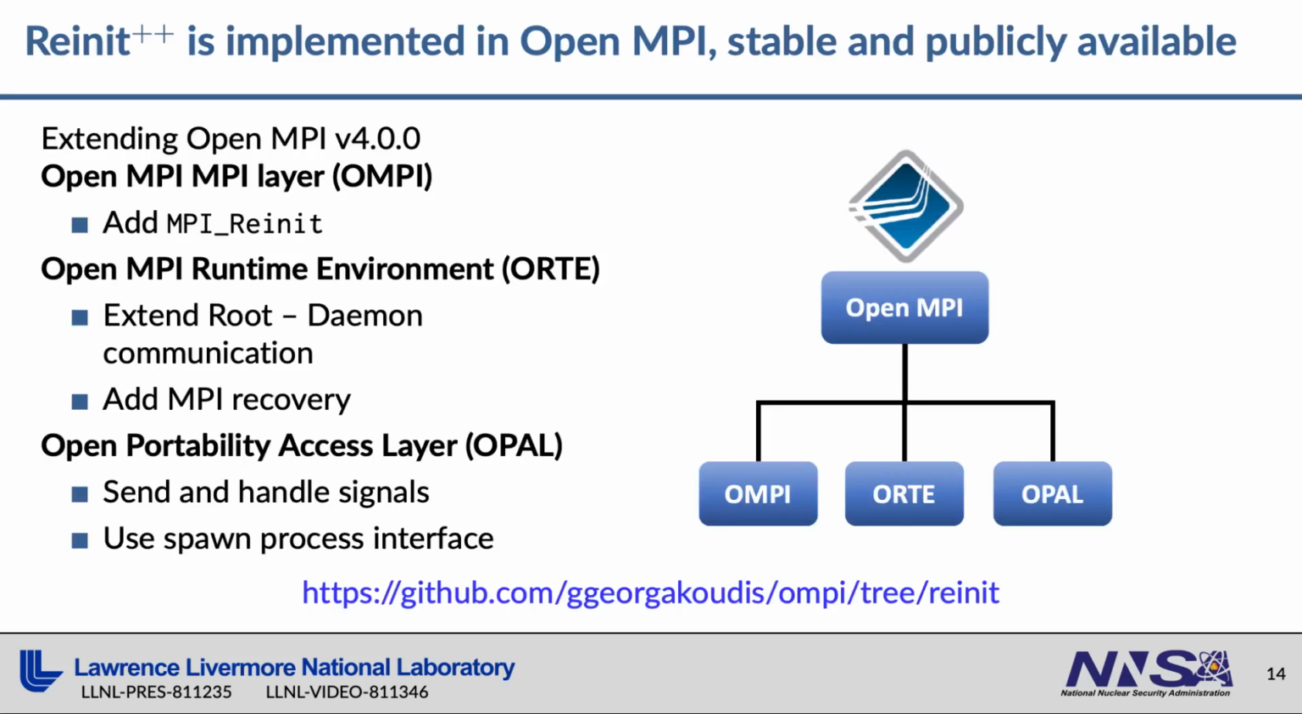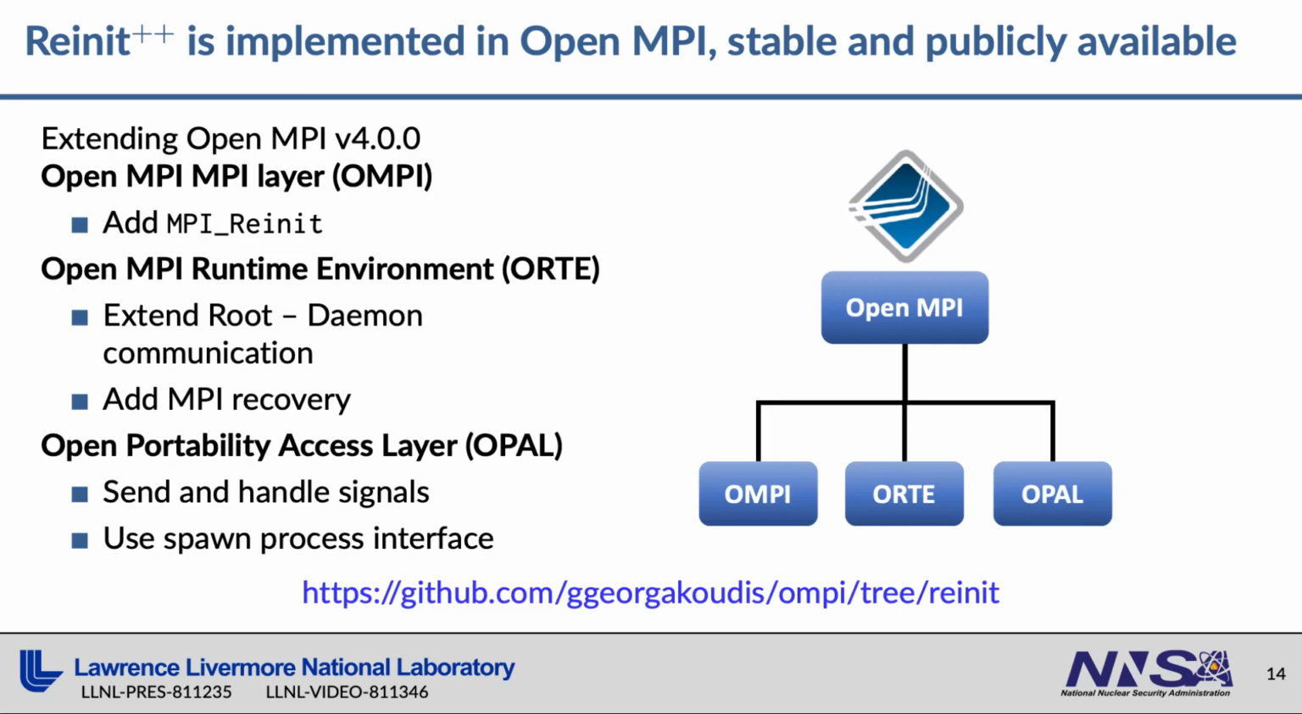We have implemented Reinit++ in OpenMPI and provide our implementation publicly on GitHub. Specifically, we extend OpenMPI version 4, and to give more details, OpenMPI has a software architecture with three distinct components. One is the OpenMPI MPI layer, OMPI, which implements the MPI specification. Reinit++ extends that to add the implementation of MPI Reinit.